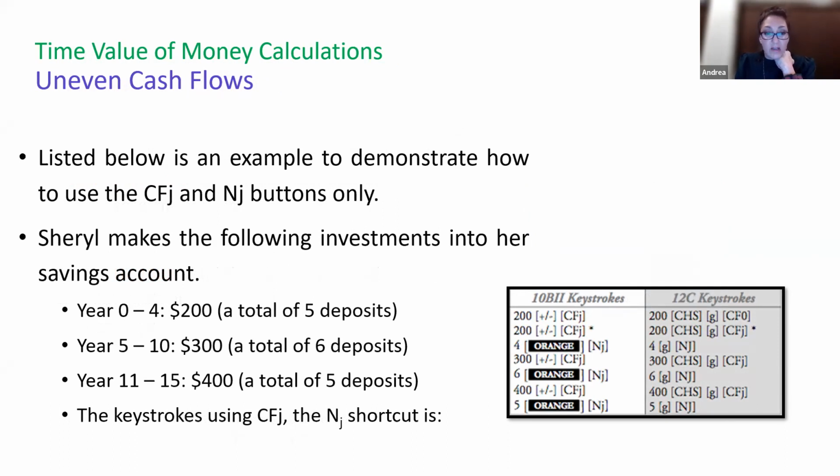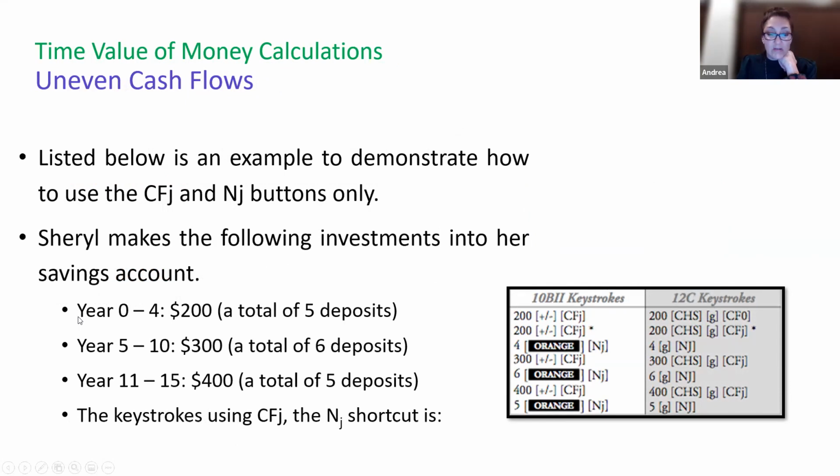So Cheryl is making the following investments to her savings account. Now here in the 12C, which Ben has, it shows these keystrokes. This comes from your book, but I'm just going to focus here on the 10B2 keystrokes.